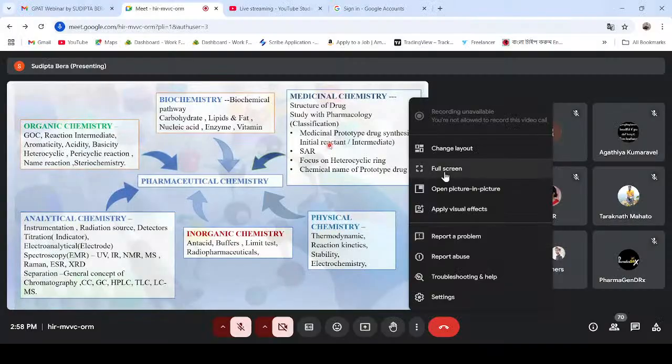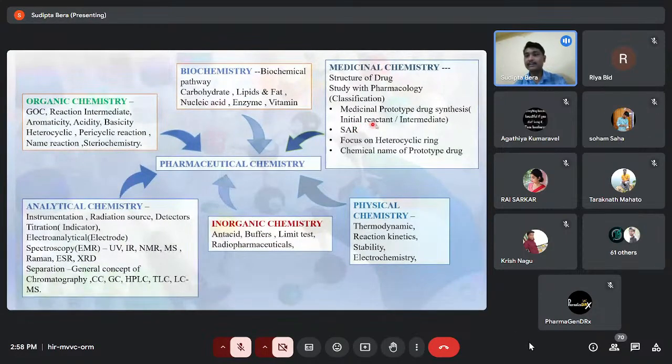This is the prototype class. So you must know the synthesis of these prototype drugs, and the initial synthesis only, not the complete pathway. Memorize only the initial reactant, or sometimes if the question is difficult, the intermediate is asked. If you know the structure of the prototype drug, you can easily predict the initial reactant from the parent drug structure. And you should know the SAR, structure activity relationships.